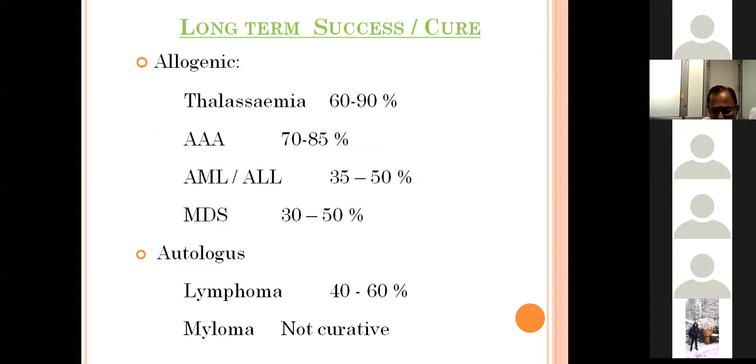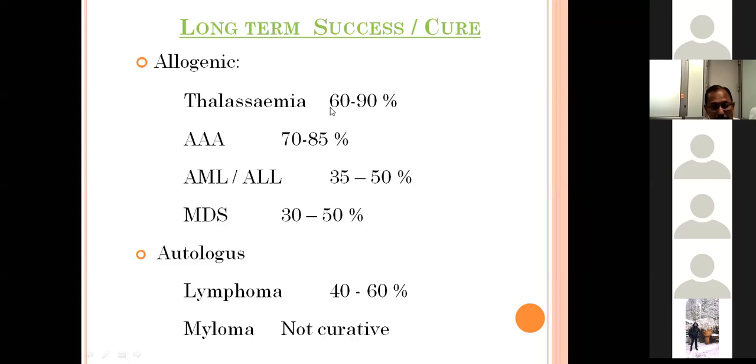Now, maybe this is the last slide, and I am going to talk about the outcome. In Pakistan, thalassemia is the major disease which is offered transplant. We have a lot of thalassemia here. There is no thalassemia in the Western world. In the Western world, malignancy is the major disease which is transplanted. Here it is thalassemia and aplastic anemia. Both are much more common in developing countries like Pakistan than the malignancy.